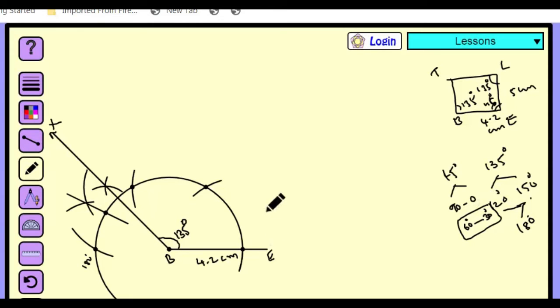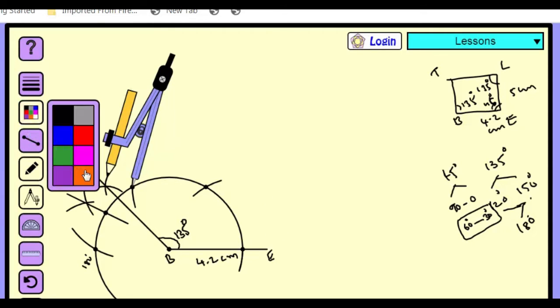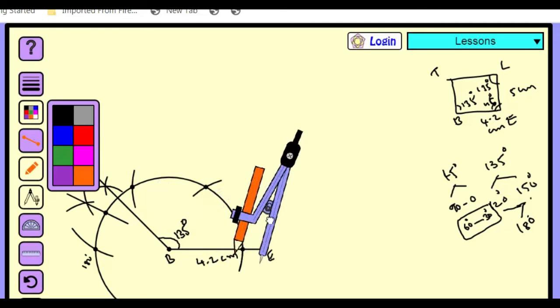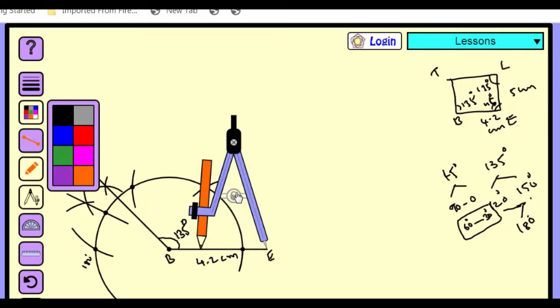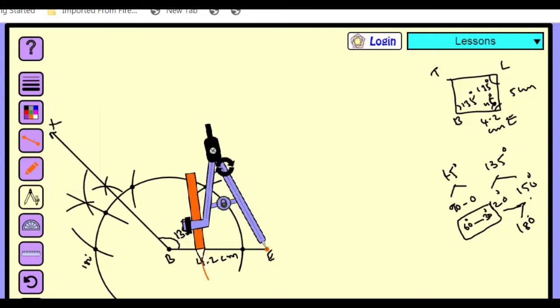So for that, you should take the compass. Now take the compass radius as more than half of the length of B to E. Now with E as a center, draw an arc.